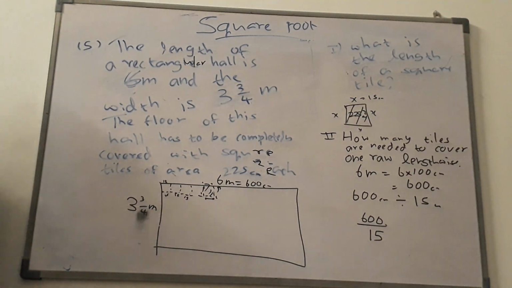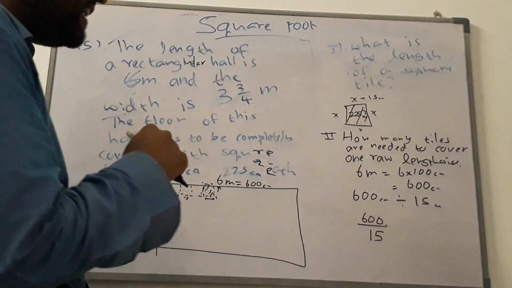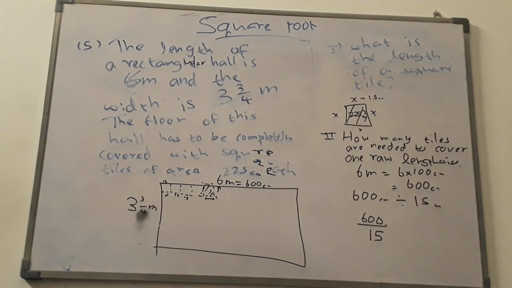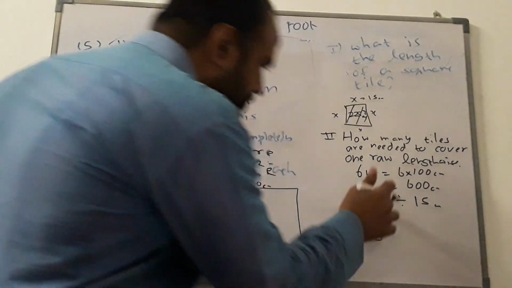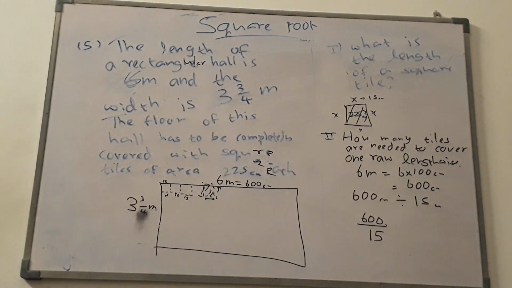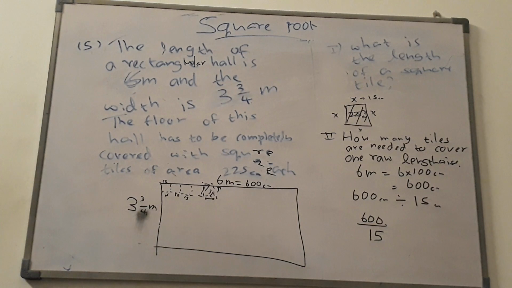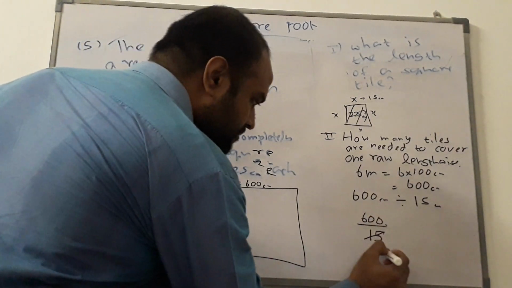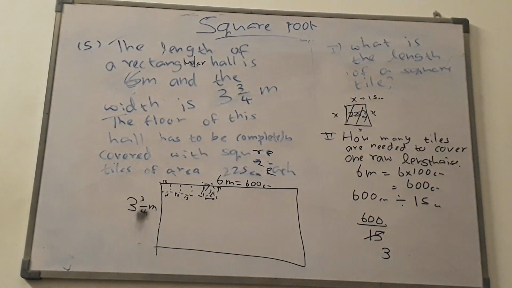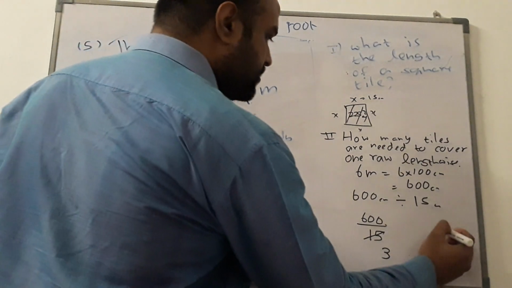There's a common factor. If you take a closer look, there's a common factor. It is also divisible by 15, but better to target the common factor. Both are divisible by 5, because 5 is a common factor of 600 and 15. For 15 there are 3 fives. And for 600, how many fives?